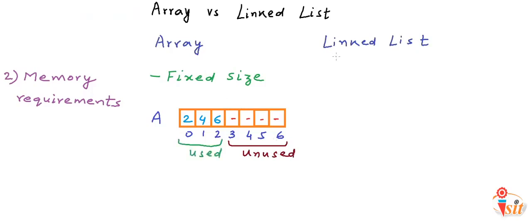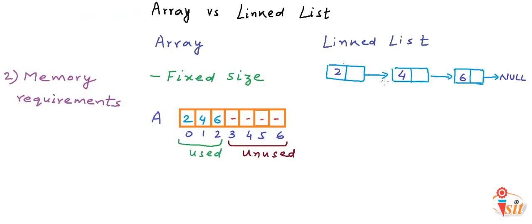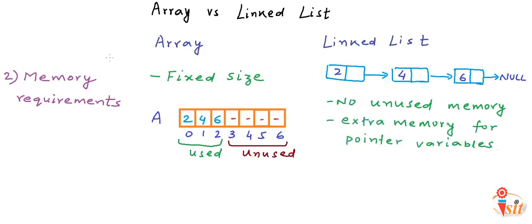With linked list, let's say we have this linked list of integers. There is no unused memory. We ask memory for one node at a time, so we do not keep any reserved space, but we use extra memory for pointer variables. And this extra memory requirement for pointer variables in a linked list cannot be ignored. In a typical architecture, let's say, integer is stored in 4 bytes and pointer variable also takes 4 bytes.